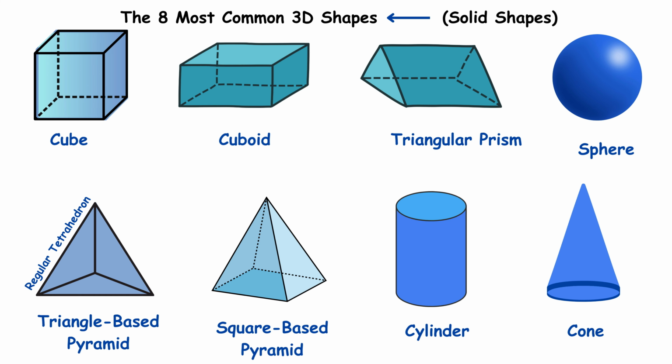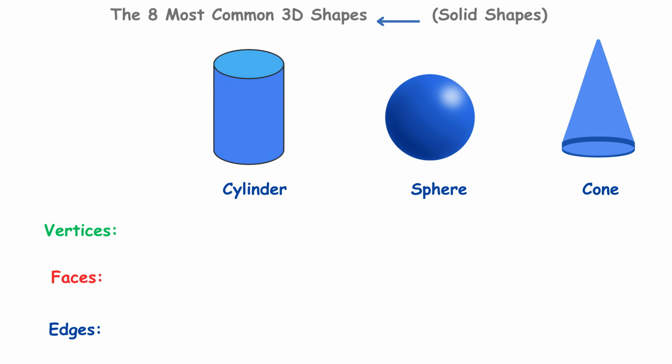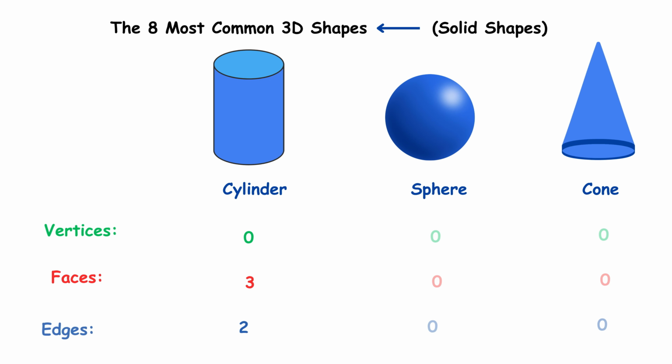Before we wrap up the video, it is worth exploring the cylinder, the sphere, and the cone in a bit more detail, particularly looking at how many vertices, faces, and edges each one has. Starting with the cylinder, this shape does not have any vertices because it has no sharp corner points. It has 3 faces, 1 flat circular face on the top, a curved face wrapping around the middle, and another flat circular face at the bottom. As for the edges, it has 2 circular edges, one circling the top and one circling the bottom.